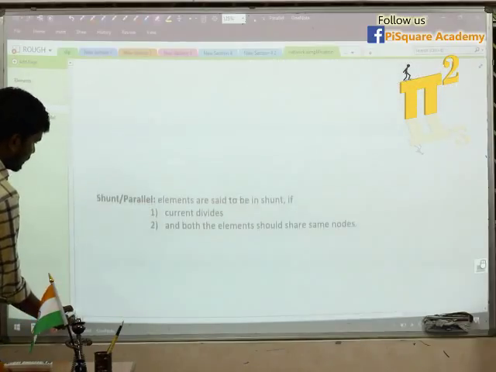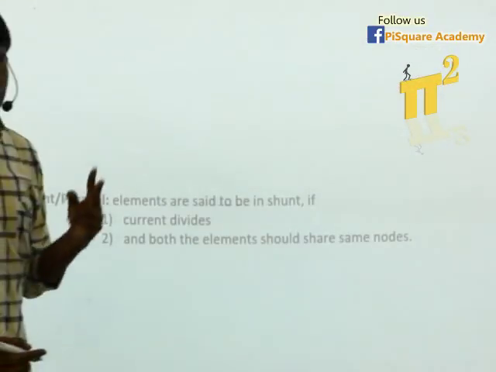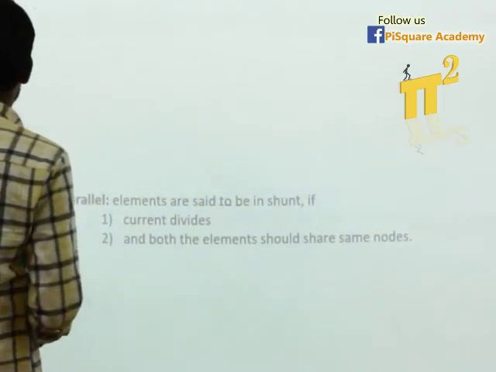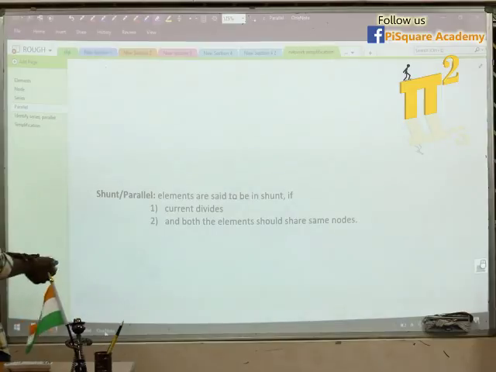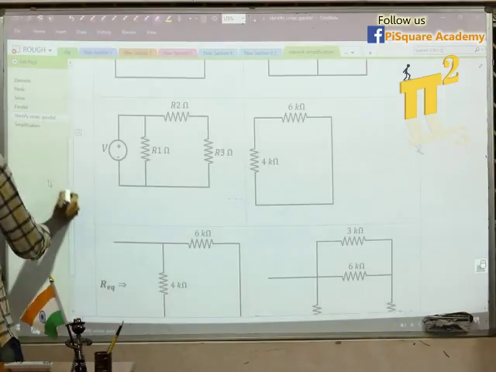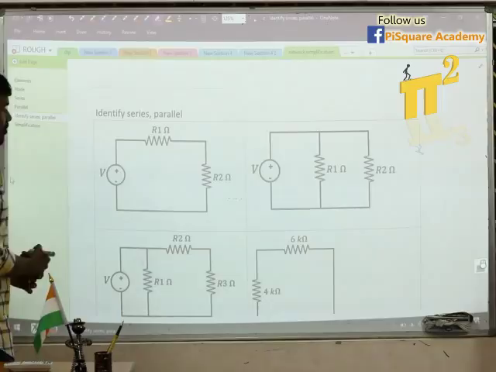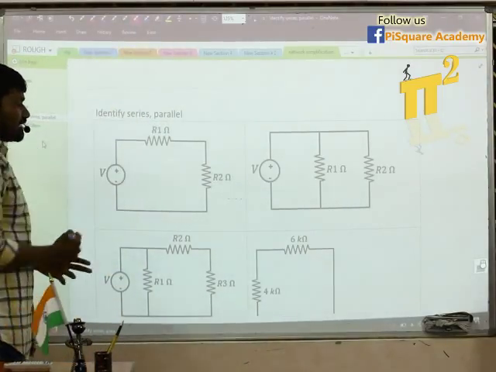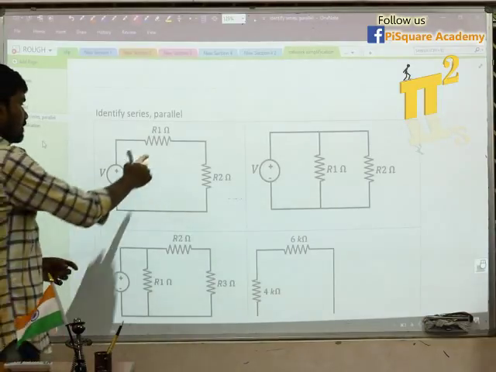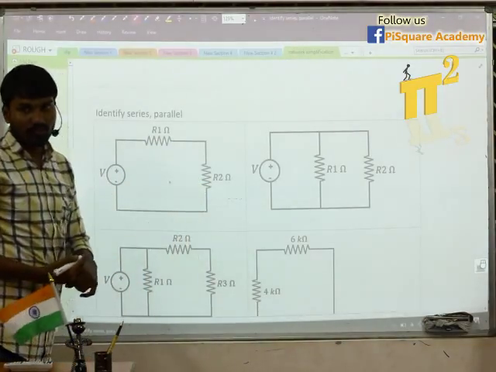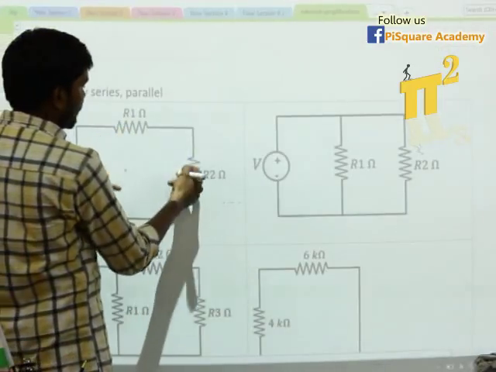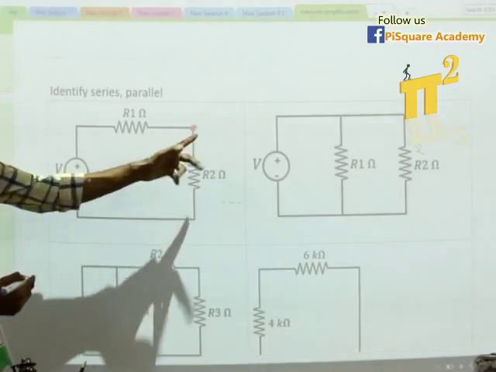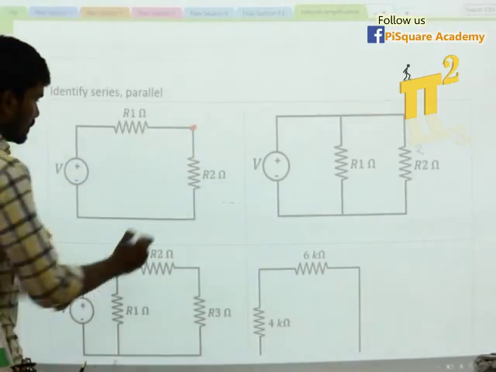So that is what shunt or parallel means. They have to satisfy two conditions. One is current divides, and both elements should share the same nodes. Now with this, let's try to identify whether they are in series or parallel. Tell me these two. They have a meeting point here and the degree of this node is 2. So these two are in series.